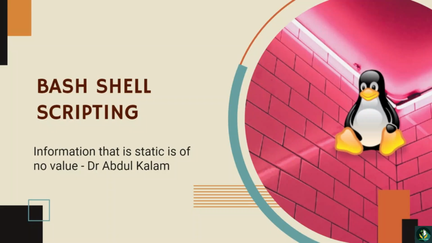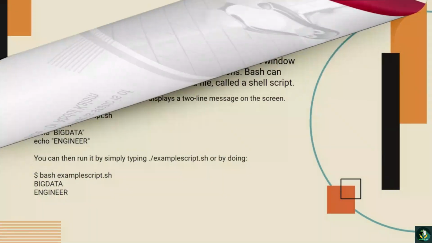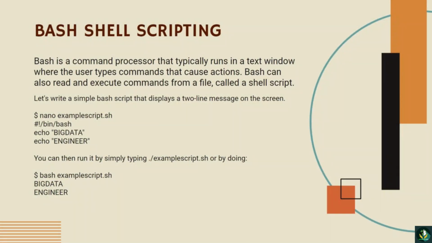Welcome back. In this section we are going to see bash shell scripting. Bash is a command processor that typically runs in a text window where a user types commands that cause action. Bash can also read and execute commands from a file called a shell script. So in this section we are going to see how to write a simple bash script that displays a 2-line message on the screen. For that we will write nano example_script.sh.